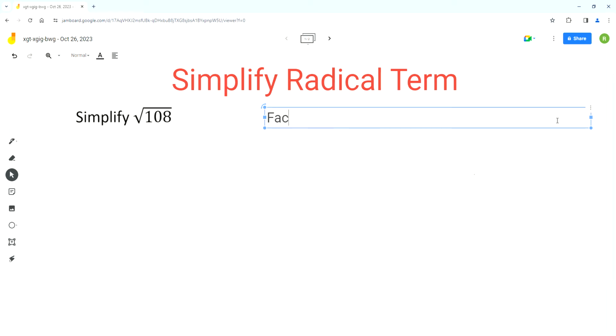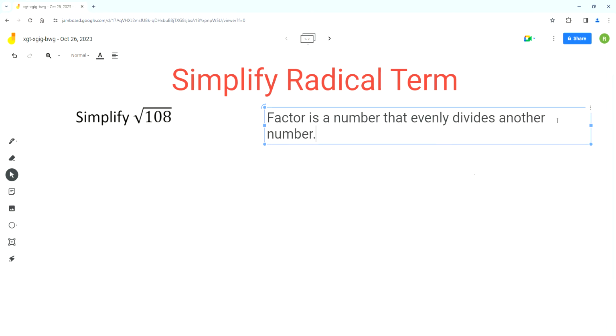So a factor is a number that evenly divides another number. So for example, 3 is a factor of 12 because 12 divided by 3 is a whole number, 4. Similarly, 4 is a factor of 20. So 20 divided by 4 is a whole number, 5.